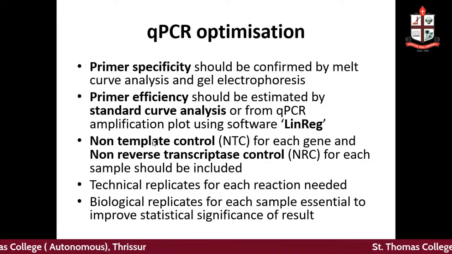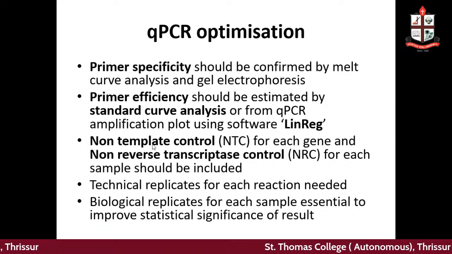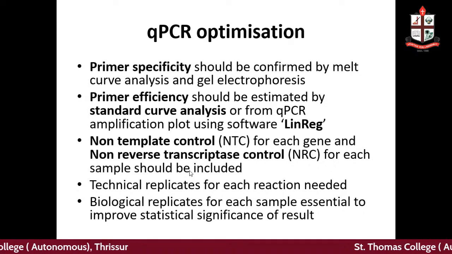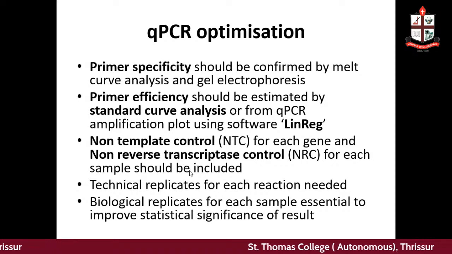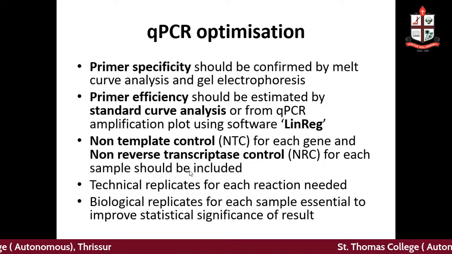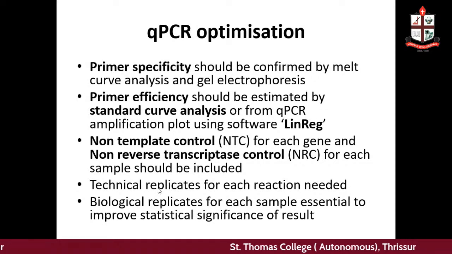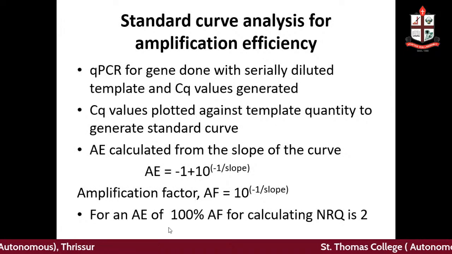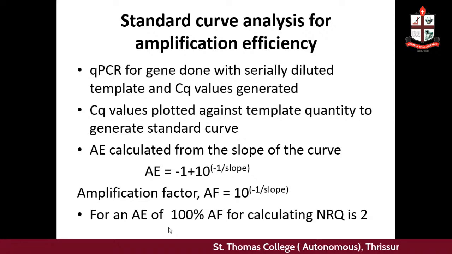And then there should be negative controls like non-template controls, where you don't add template, and there should be no reverse transcriptase control, where when you are using mRNA, you should convert the mRNA into cDNA using reverse transcriptase enzyme. So there should be no reverse transcriptase control as a control for that reaction. And there should be technical replicates and also biological replicates for your samples. So these are some of the points that you have to keep in mind when you do a real-time PCR. And these are also said in the MIQE guidelines.